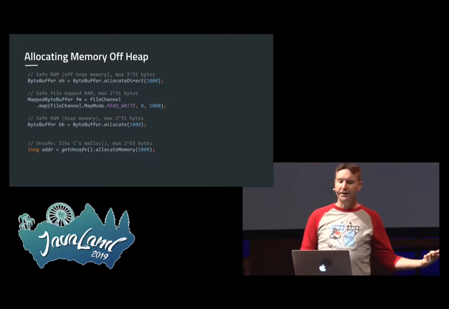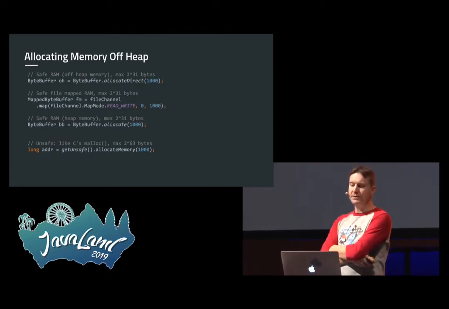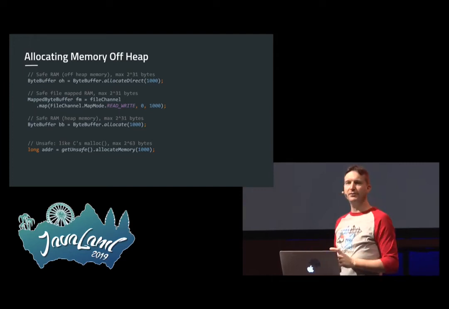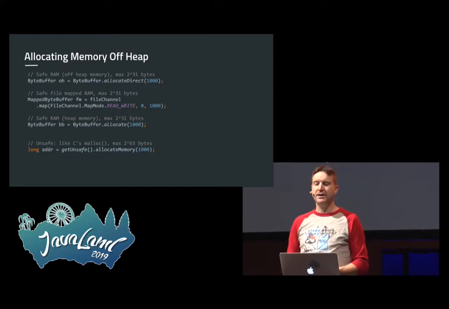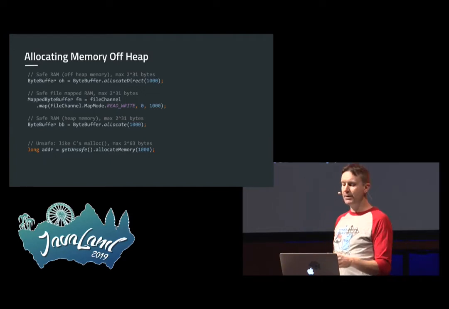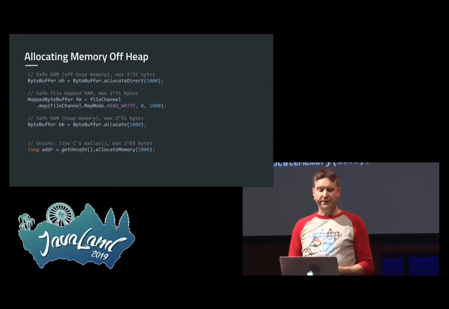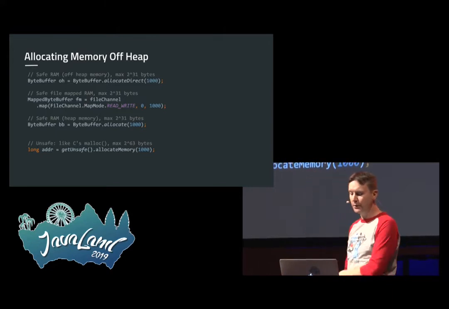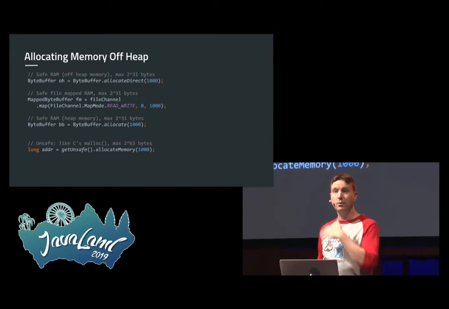And basically, you can allocate memory in 2 different ways. You can use either the byte buffer, or you can use unsafe. And now it's getting more advanced, so bear with me here. In the first line of code there, we allocate 1,000 bytes off heap. You can also allocate memory by mapping a file or allocating them on heap, but that's not so useful. At the bottom, you see how you allocate using unsafe. In this case, we allocate 1,000 bytes of memory, and we get the long, which is basically the address where this memory is located on our computer.